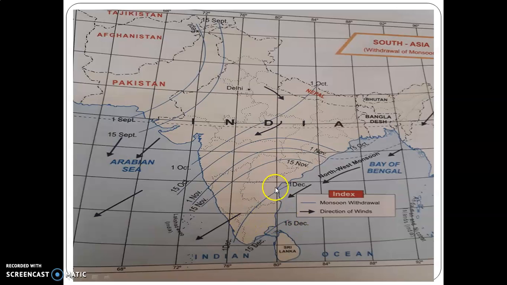Now in this slide, these arrows indicate northeast monsoon wind. Basically during winter, we can say the winds originate in the Mediterranean Sea. We can say temperate cyclones, western disturbances originate in the Mediterranean Sea, and these winds are pushed by the westerly jet stream towards Afghanistan, Pakistan, and these winds enter India.